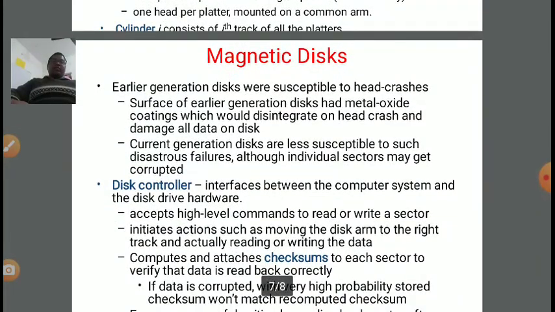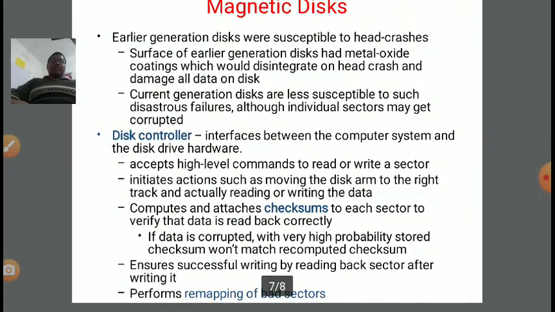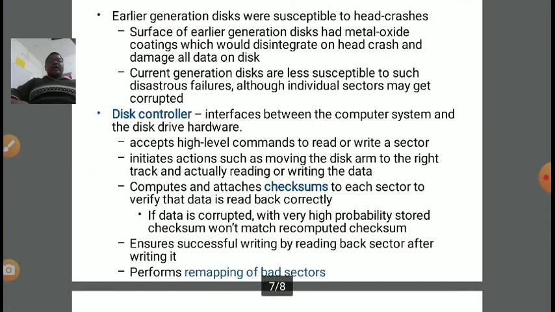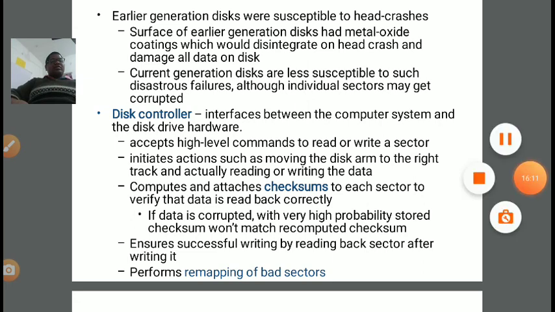Then about the magnetic disk, we discussed the disk controller, which is an interface between the computer system and the disk drive system. Then, to check whether our data is corrupt or not, there is a mechanism called checksum. If our data is corrupt, then with very high probability the stored checksum will not match the recomputed checksum, right?